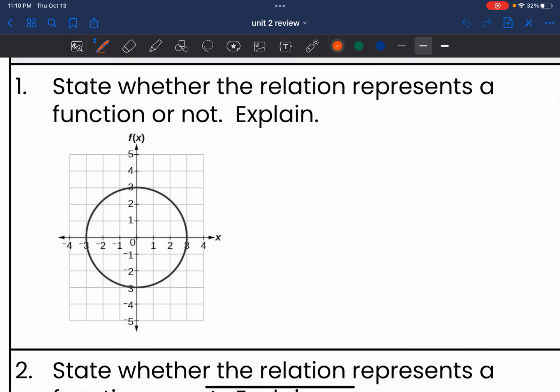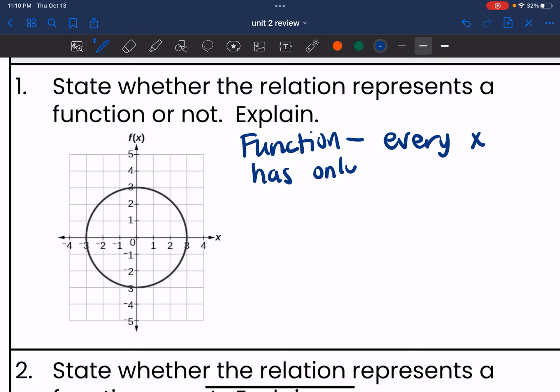So our first question is to state whether or not this relation represents a function. The official definition of a function is that every x has only one y. Has to be only one. So on a graph like this, the way you test that is by doing a vertical line test.